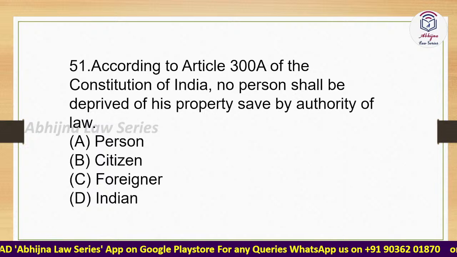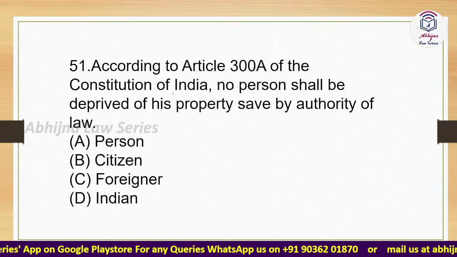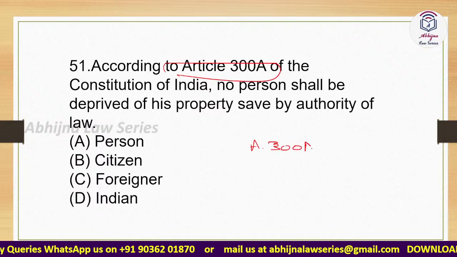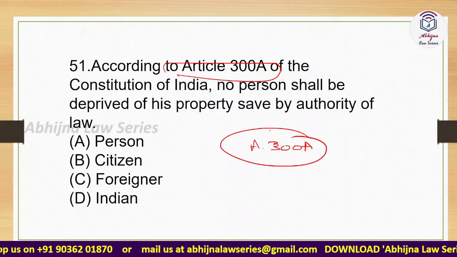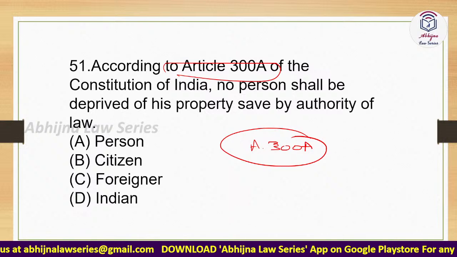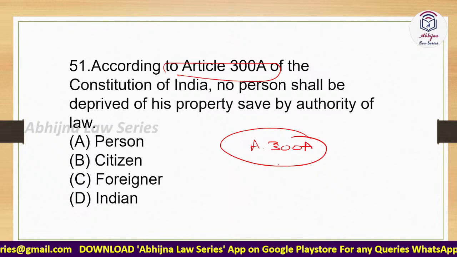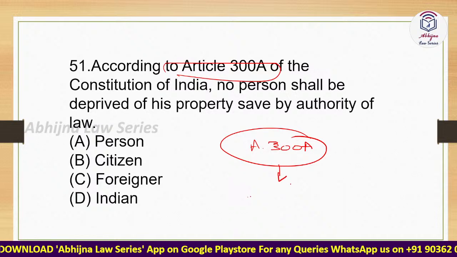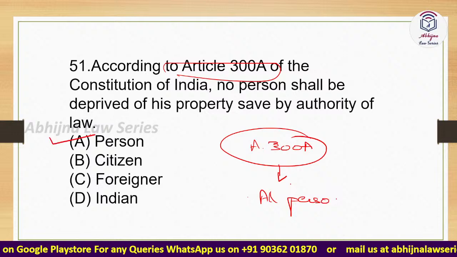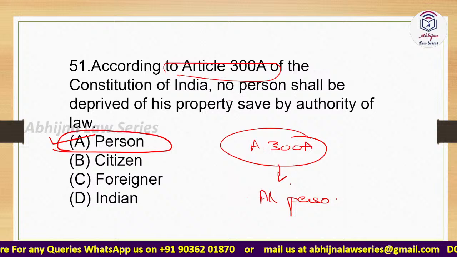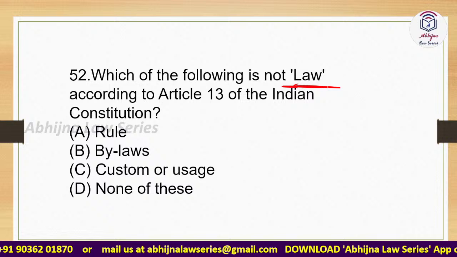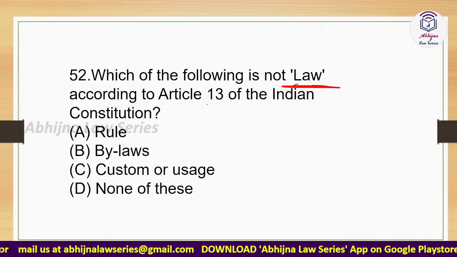Next one, according to Article 300A, it ensures that it is a constitutional right. Earlier, right to property was a fundamental right which was removed by way of the 44th Amendment. So, Article 300A is a constitutional right available to all persons. It is not only available to citizens, it is also available to non-citizens as well. That is why they have stated that it is available to all persons. A is the answer.